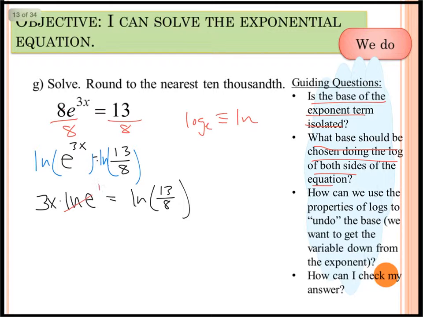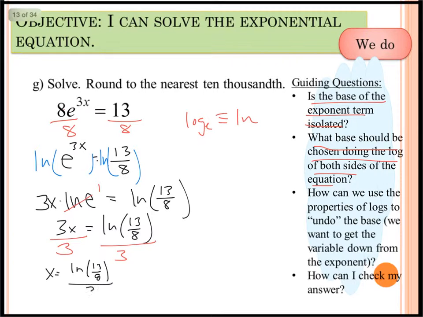Okay, so now I want to evaluate part of those logs. Natural log of e is just 1, so 3x times 1 is just 3x. And then I can stick ln of 13/8 into my calculator. I'm just going to leave it there for now and save the evaluation for the end. So now, the last part that I need to do is isolate my x. Right now it's being multiplied by 3, so we can undo that with the inverse operation of dividing by 3. That's going to give me x equals natural log of 13/8 divided by 3.